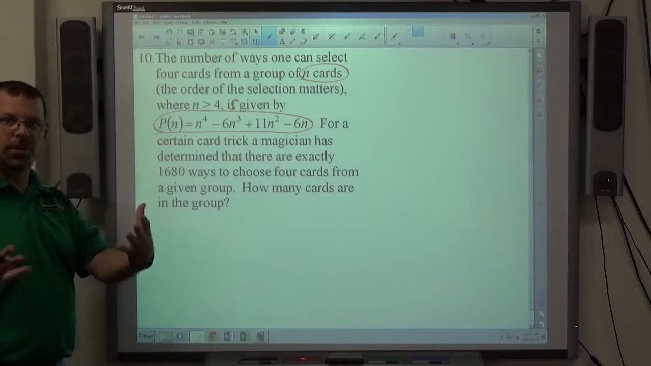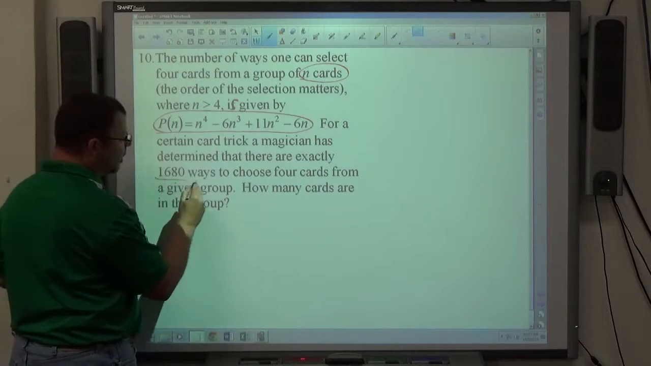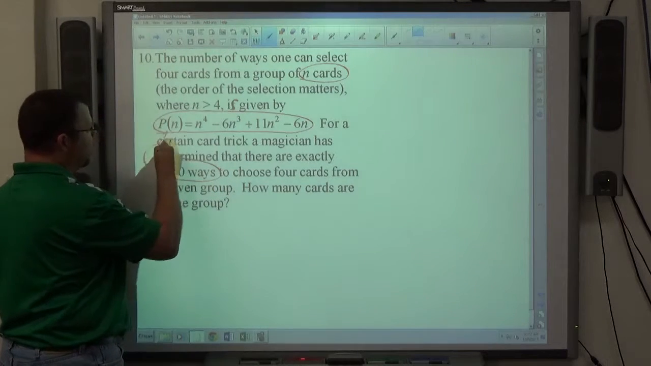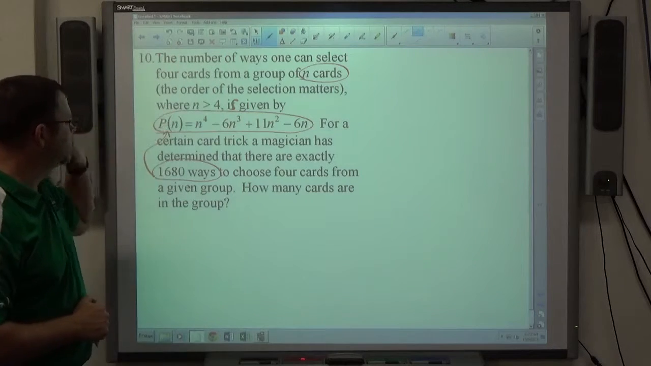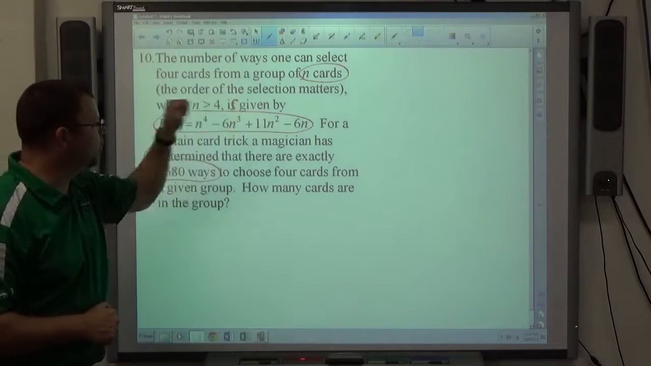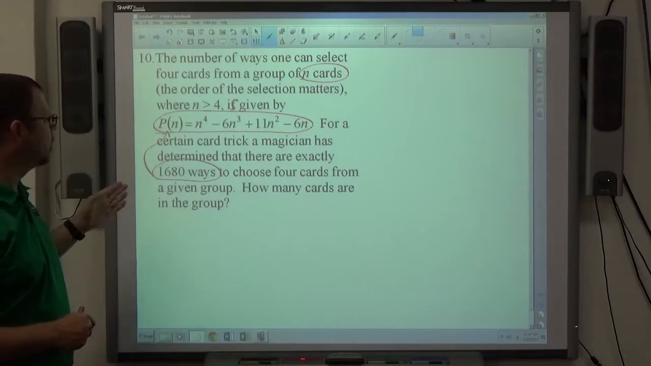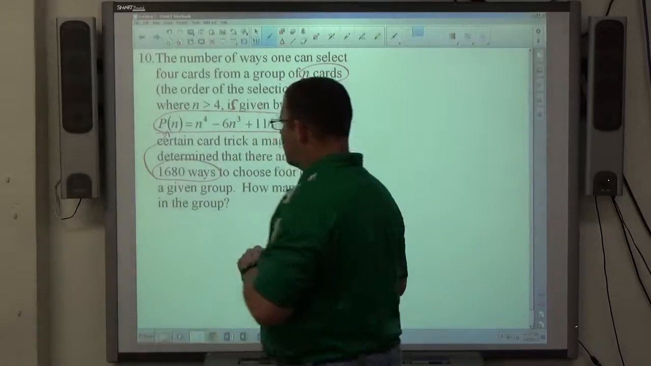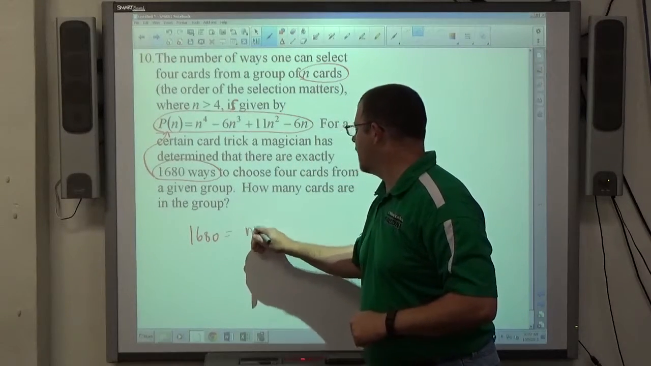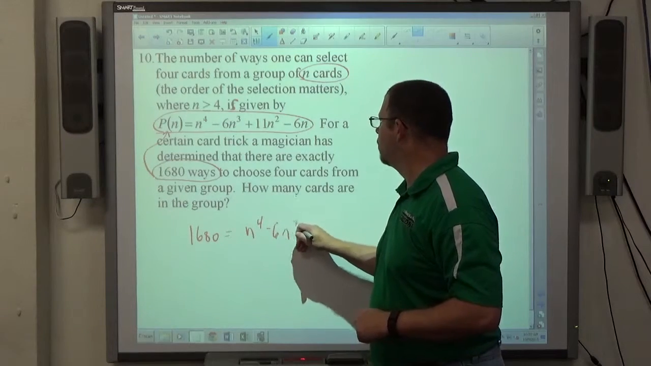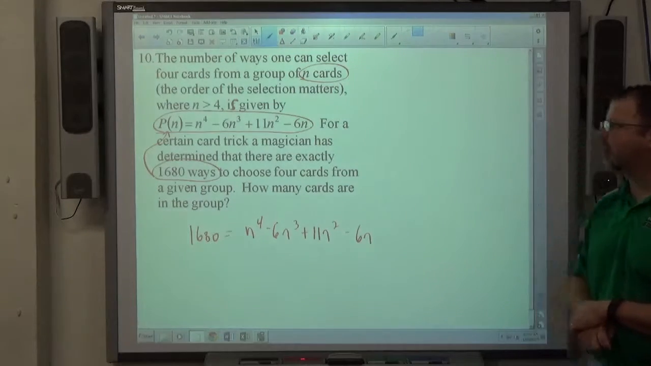So again, here's an equation, and here's what the variables in the equation represent. And by the way, 1,680 ways. They're telling us what P of n is, because P of n is the number of ways. N is the number of cards. How many cards? We're looking for n. So we know what this is: 1,680 equals n to the 4th minus 6n cubed plus 11n squared minus 6n. We're trying to solve that equation.